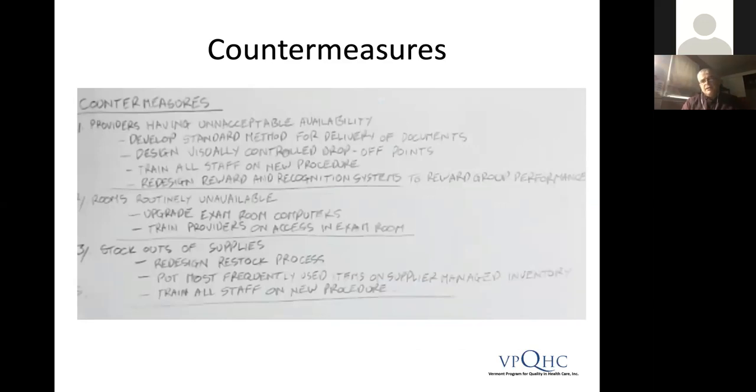The room's routinely unavailable. We're going to upgrade the exam room computers and train providers on the access in the exam room. And the third one, the stock outs of supplies, we're going to redesign the restock process, put the most frequently used items on the supplier managed inventory system, and train all staff on the new procedure. So now we've got some very specific actions that we're going to take as countermeasures to these root causes.